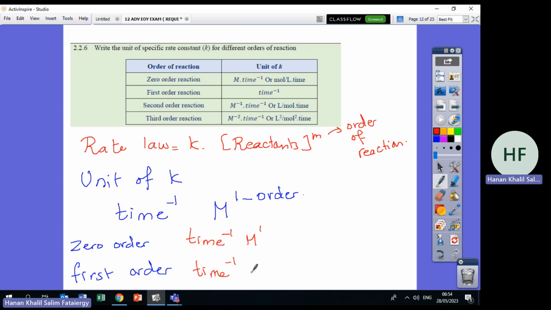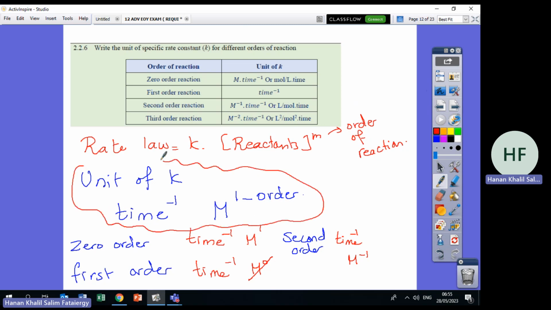Time minus 1, M to the power 1 minus 1. First order means 1, so M to the power 0, which is 1, so I will remove it. So it will be time minus 1 only. If we say second order, it will be time minus 1, M to the power 1 minus 2, which is M minus 1. You can put any order and then find the unit of K.